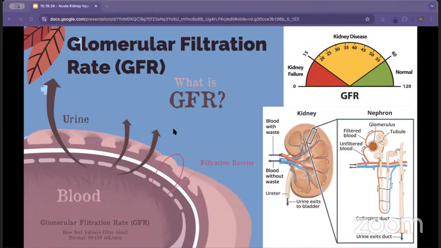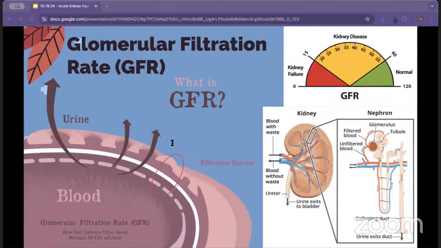Patients will usually be on dialysis by then, and if a patient is in kidney failure, in stage 5 chronic kidney disease, they'd have a GFR of less than 15. So that would be considered kidney failure. Usually patients like that may consider kidney transplant.